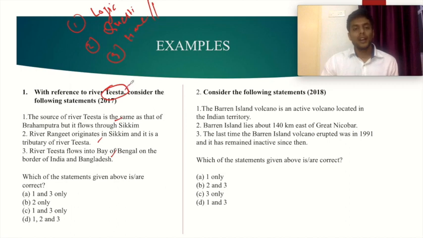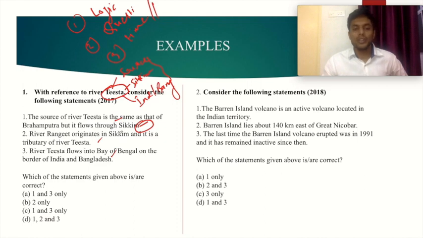When I read Tista, I know it flows in Sikkim because it is the most important river of Sikkim. Then there was news about the water sharing agreement between India and Bangladesh, so I know it flows at the border of India-Bangladesh as well. So these are the two important points I know. Most of you may be knowing about its source, I am assuming. Now I will go. The source of river Tista is the same as that of Brahmaputra, but it flows through Sikkim. I am not sure about it.